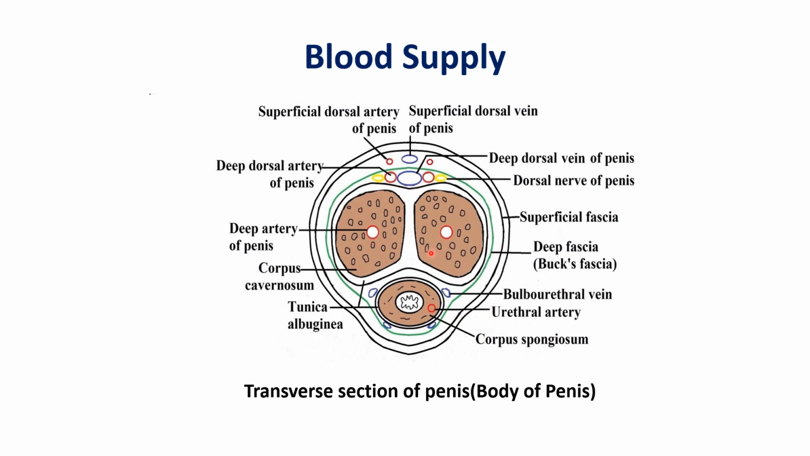We can make out the superficial fascia here. We can make out the skin, superficial fascia, deep fascia, the erectile masses. We can make out the location of the urethra. So transverse section of body of penis, one should know how to draw this diagram.